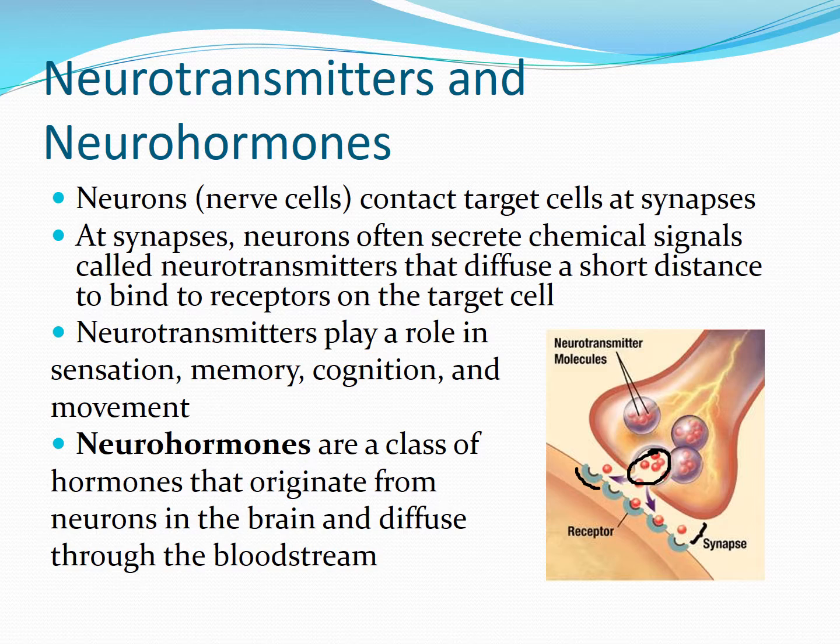Neurohormones are just a special set of hormones that are made within the brain. If it's a hormone that's made in the brain, then it's going to diffuse out into the bloodstream and go throughout. That would be considered a neurohormone.